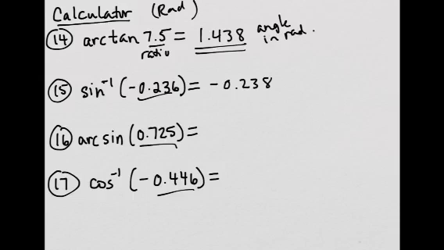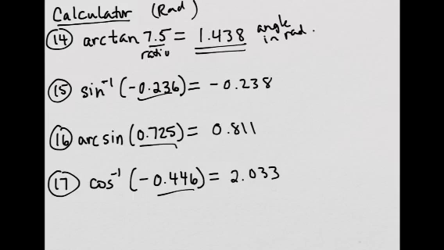Arc sine is the same as sine inverse, so arc sine is shift sine of 0.725, and that would be 0.811. And then cosine inverse, so shift cosine of negative 0.446, that's going to be 2.033.